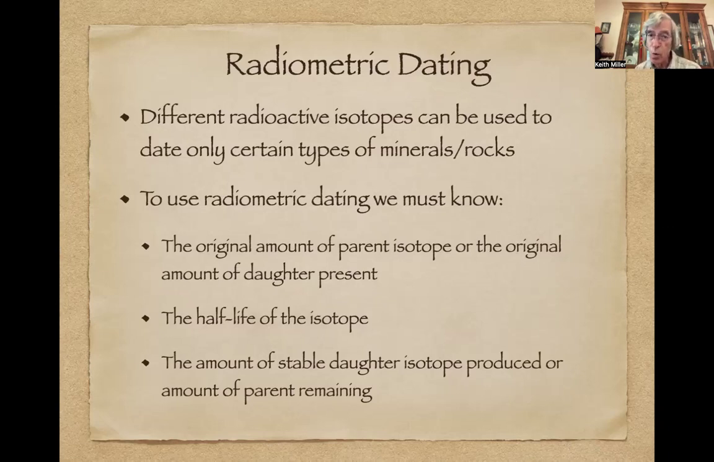So what we need to know are the original amount of parent isotopes that were present or the original amount of daughter present. Don't need to know both, but you need to know either how many parent isotopes were originally present or how much daughter was originally present. You need to know the half-life of the isotope, and you need to know the amount of stable daughter isotope produced or the amount of parent remaining. So that's what you need to know in order to calculate a date.